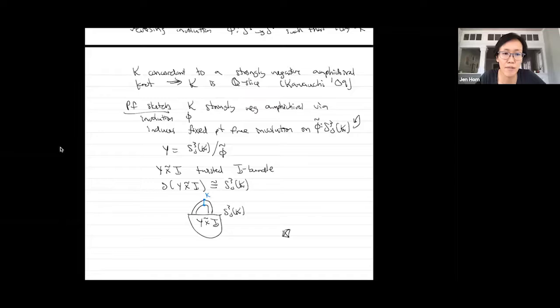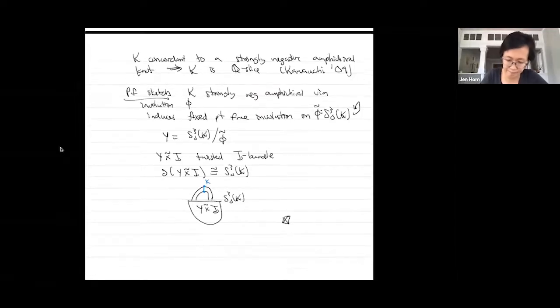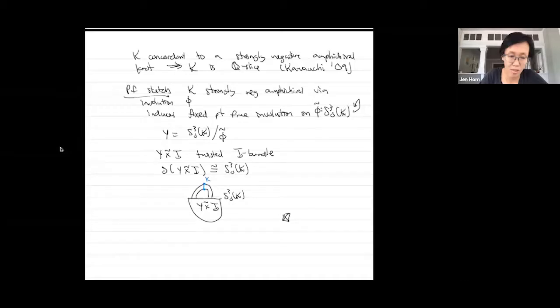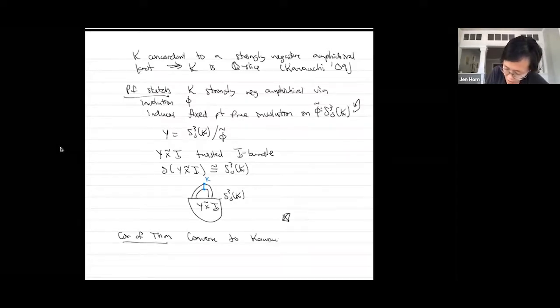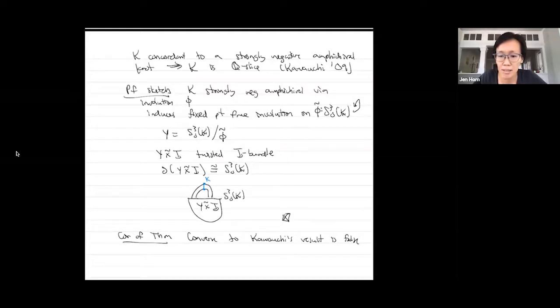Great. So the point is that Kawauchi showed that if K is concordant to a strongly negative amphichiral knot, then K is rationally slice. And so a corollary of our main theorem is that the converse to Kawauchi's result is false. Right, because you give an infinite family of rationally slice knots that are infinite order. So in particular, they're not concordant to a negative amphichiral knot. Are there any questions so far?